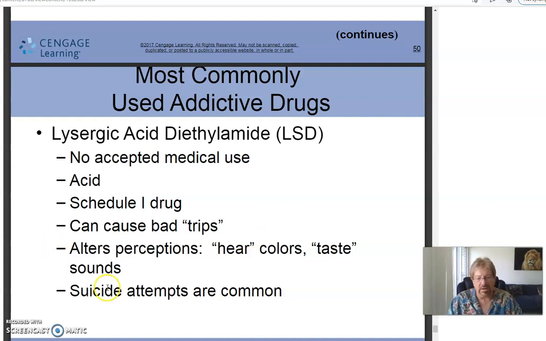Now, I don't agree with this last. Suicide attempts are common. I don't think so, guys. No. Not for somebody that willingly does it and knows what's going on. There was an instance years ago where the government, the CIA, slipped LSD into a punch at a party where there were some scientists and stuff, and one guy jumped out of a window and killed himself, but I don't agree with this. There's a lot of BS about this.